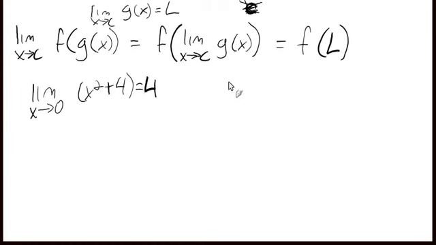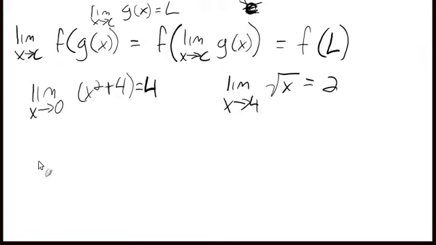Alright, and the limit as x approaches 4 of the square root of x, we would just put a 4 in there, right? We learned that in theorem 1.4. I can just take 4 and put it in there. So the square root of 4, we're going to call 2.